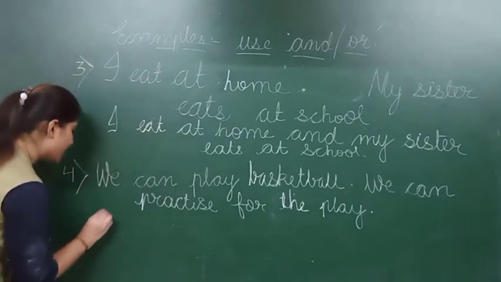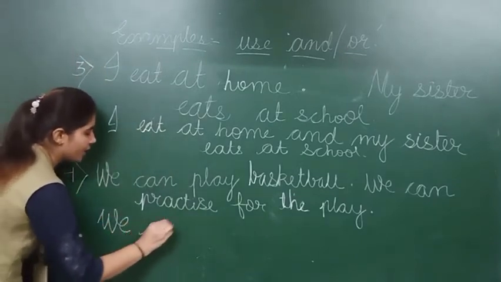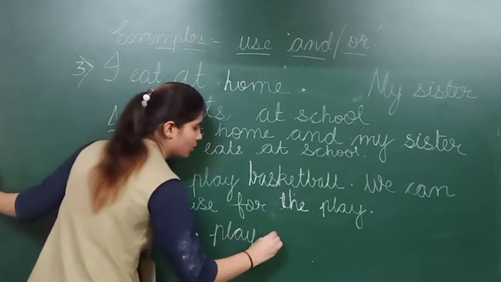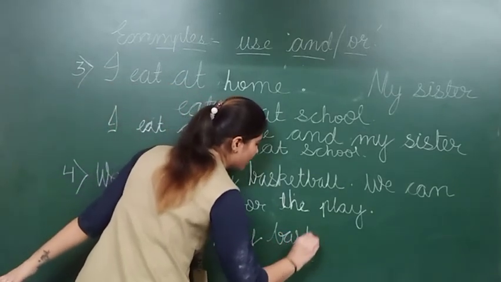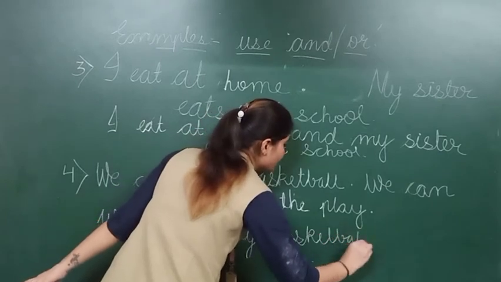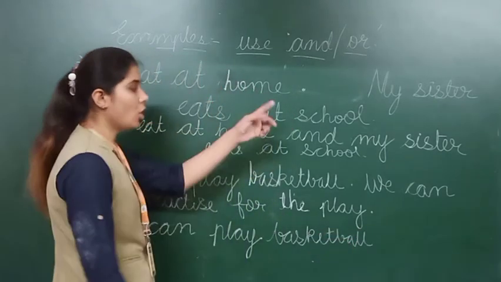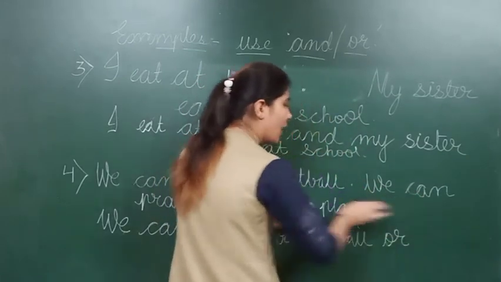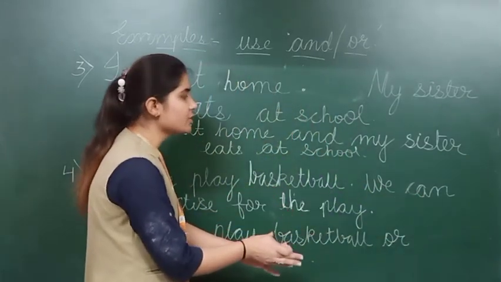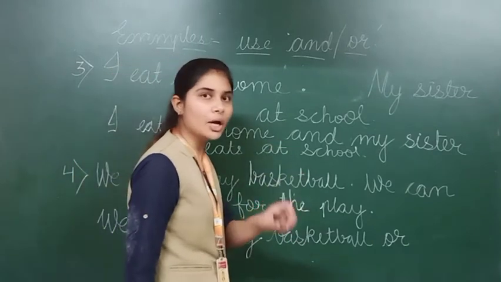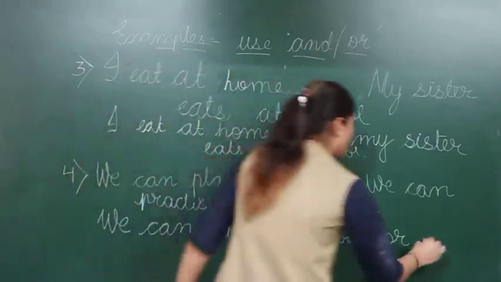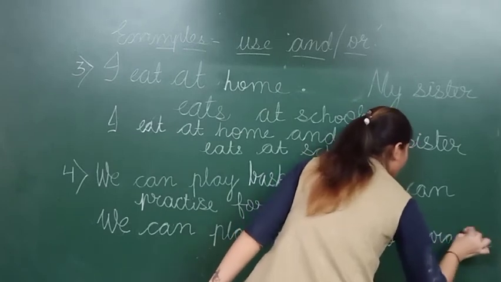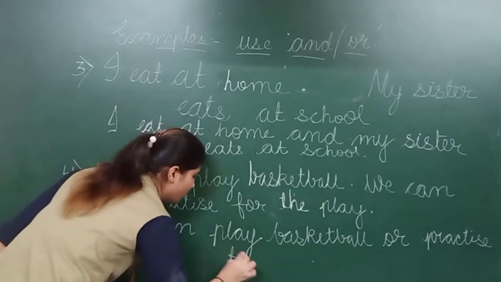So how will I make the sentence? I will make the sentence like this. We can play basketball. First of all, I am going to write the same thing. Okay. Next, which conjunction am I going to use? "Or". So in place of the full stop, I am going to remove these 3 words, "we can", and add "or practice for the play". The rest of the things I have written the same.